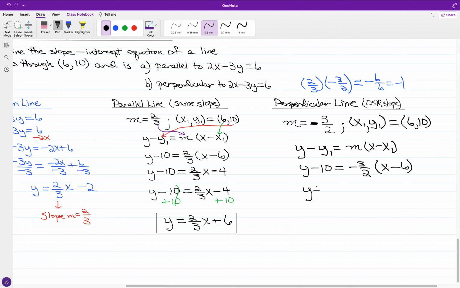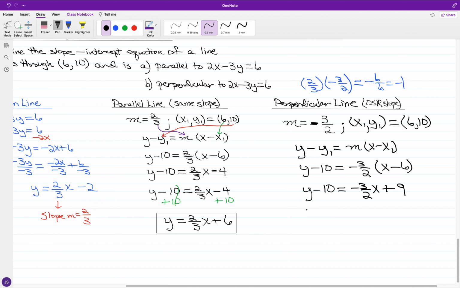And this time looking at distributing, you have y minus 10. Now negative 3/2 times x gives negative 3/2 of x. Now we have negative 3/2 times negative 6. A negative times a negative is a positive, and 3 times 6 is 18, divided by 2. So that is going to be 9.